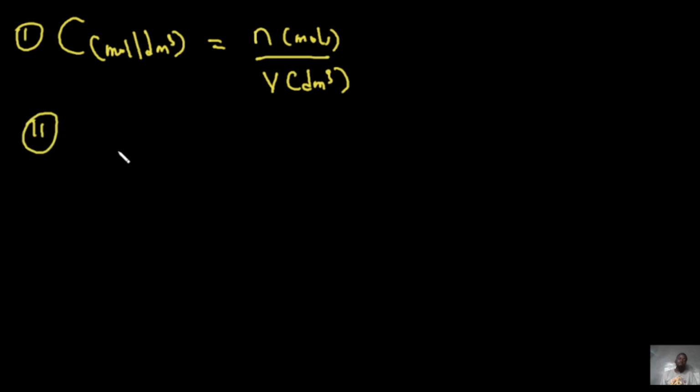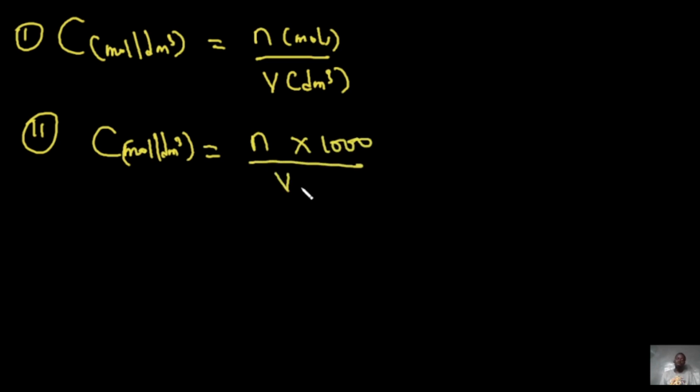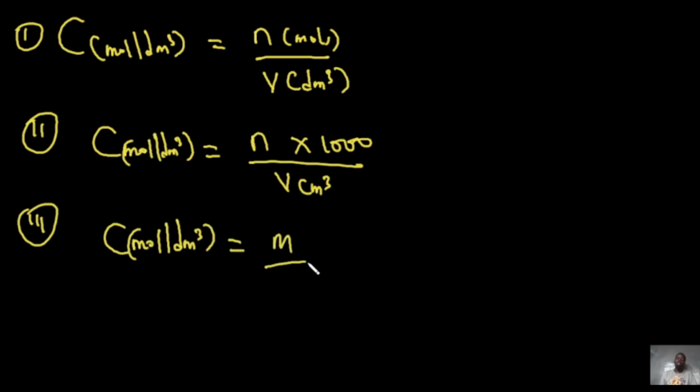The second formula for finding molar concentration is C in mole per dm cube equals number of moles multiplied by 1000 all over volume in cm cube. This is actually a scenario where instead of giving you the volume in dm cube, your volume is now given in cm cube. And you have the third formula, which is also a formula for molar concentration, expressed as mass over molar mass times 1 over volume in dm cube.